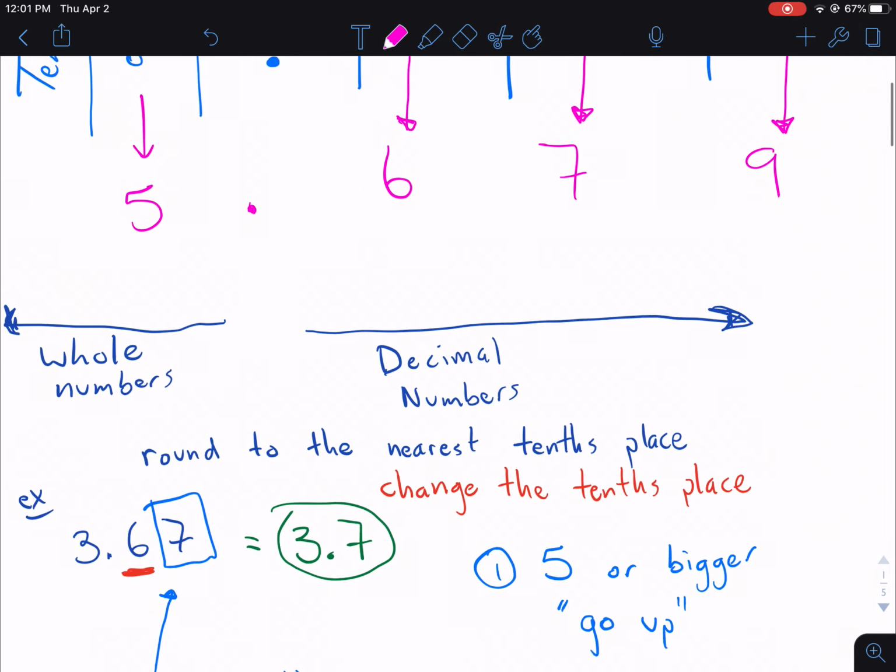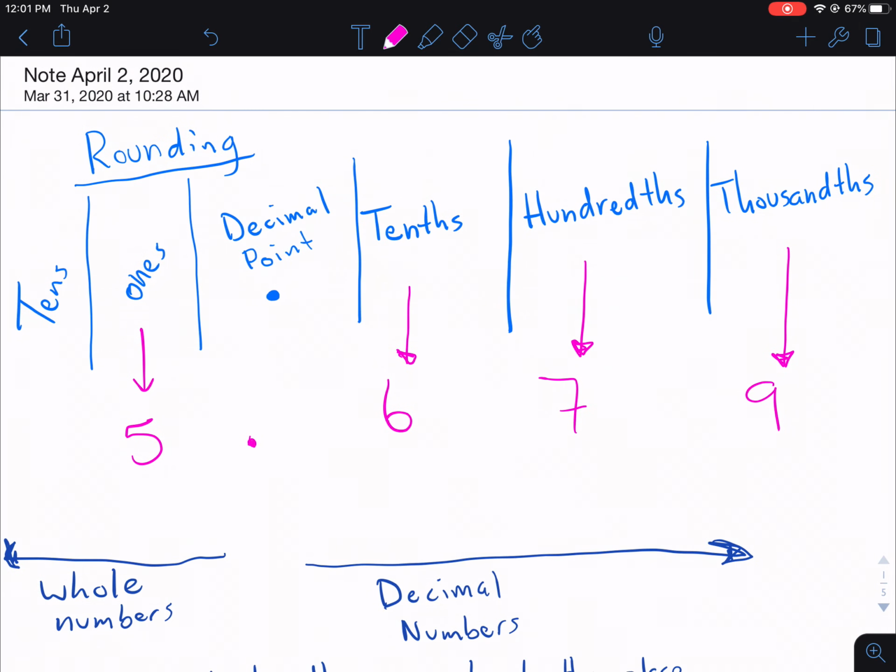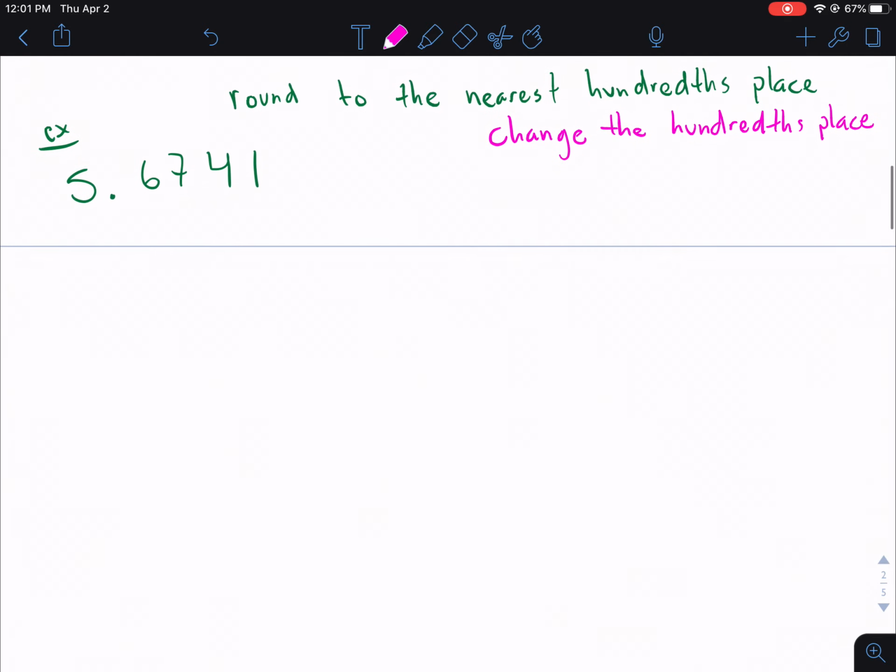Let's go back to our chart. Here's my decimal point. 1, 2. So 2 times to the right. What is my hundredths place? What number is the hundredths place? The number 7. Now, we look to what direction of 7? To the right. What number is to the right of 7? The number 4.